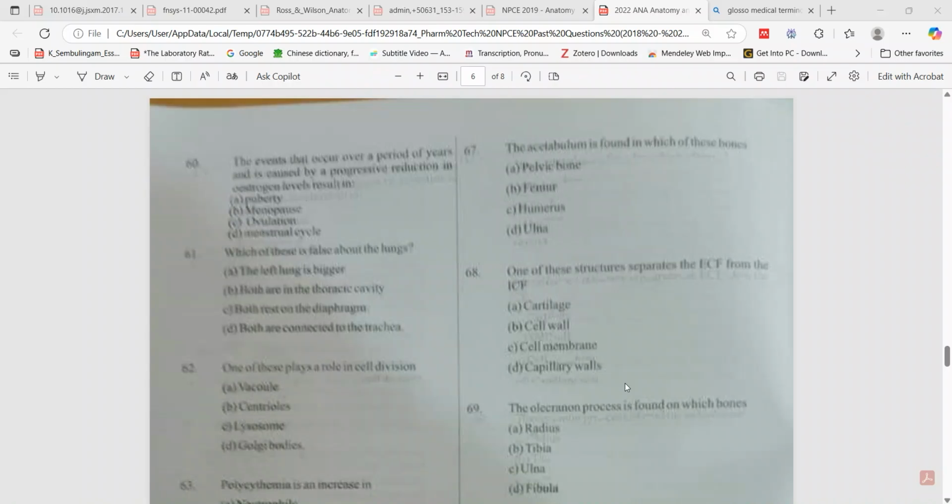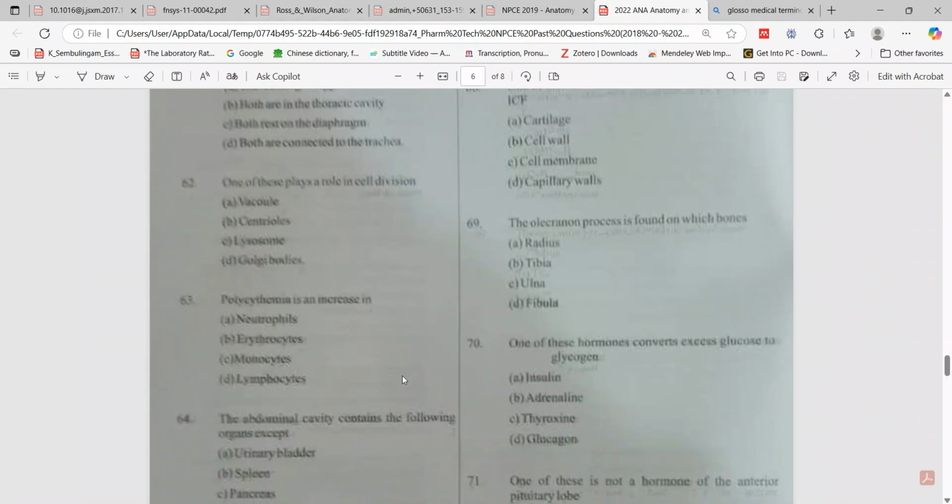One of these structures separates the ECF from the ICF. It's very straightforward. Cell membrane, because the ICF is inside the cell, and the cell is covered by a cell membrane. So that's what separates them. Yes, 68, cell membrane. There's no issue with 68.